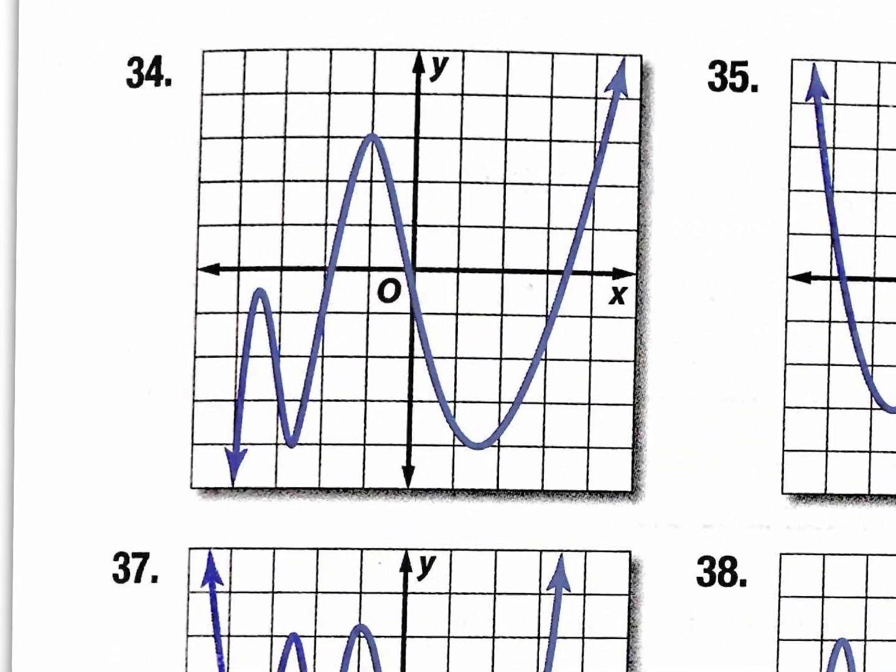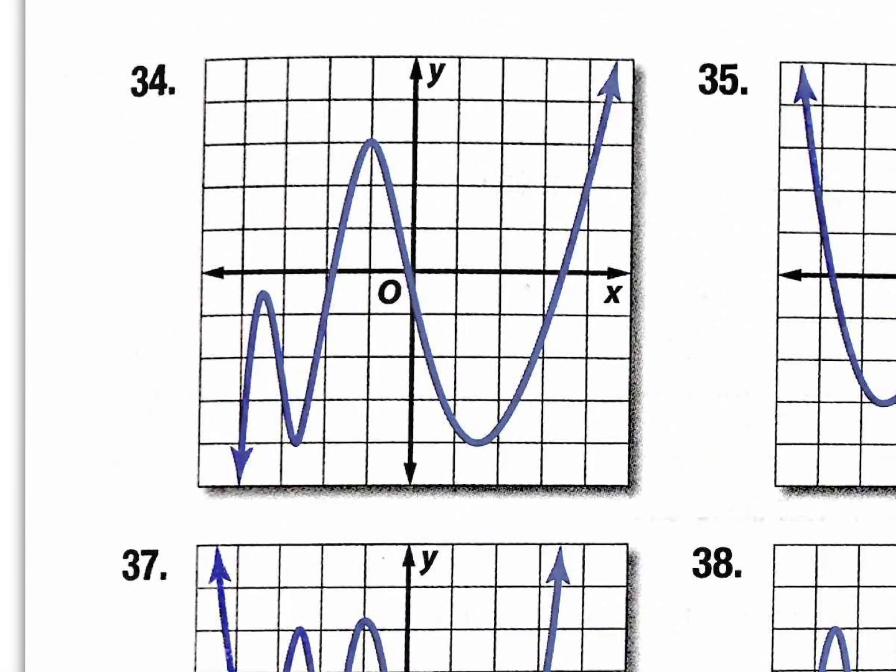This guy right here, I could tell you right now, or you could tell me, is it an odd degree function or an even degree function? It's odd. It's odd. Why? Because we know end behavior. If this arrow were down here and this arrow were down here as well, if they were both opening down, then that would be an even degree function. If they were both opening up, it'd be an even degree function. But if one opens down and one opens up, that's an odd degree function, right?